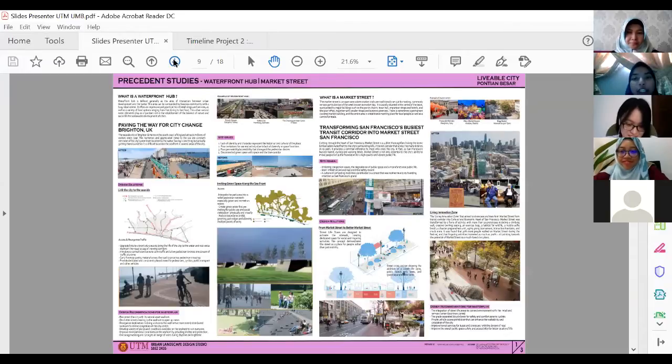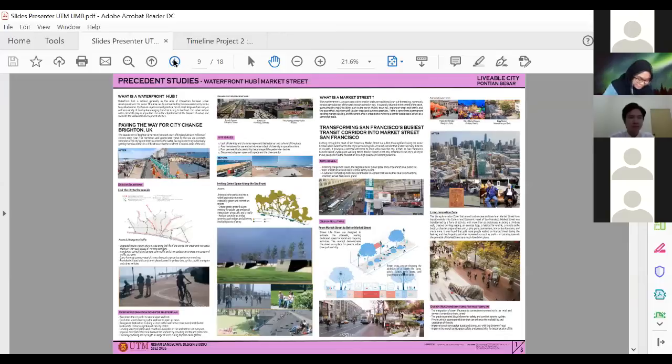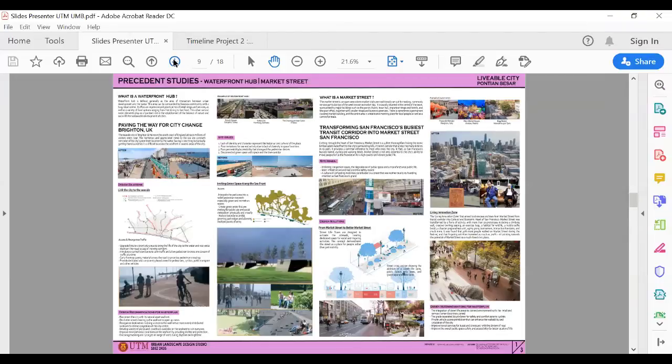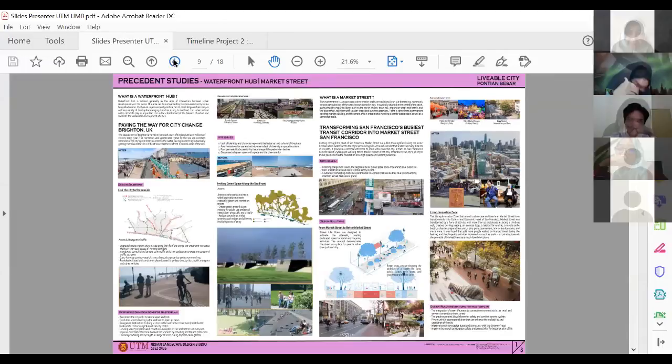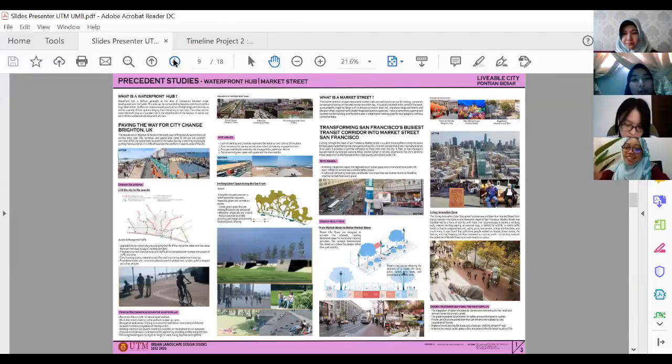Assalamualaikum and good morning again. My name is Nisha and today I am glad to present to you my design project regarding the urban landscape design of Besar. First of all, let me start with my two precedent studies.